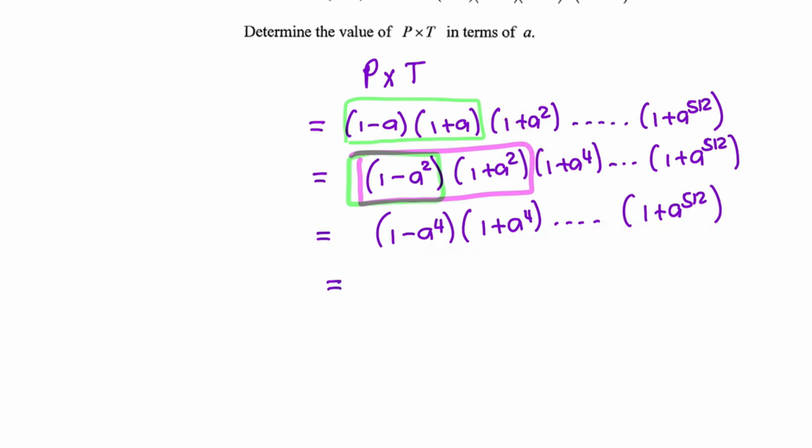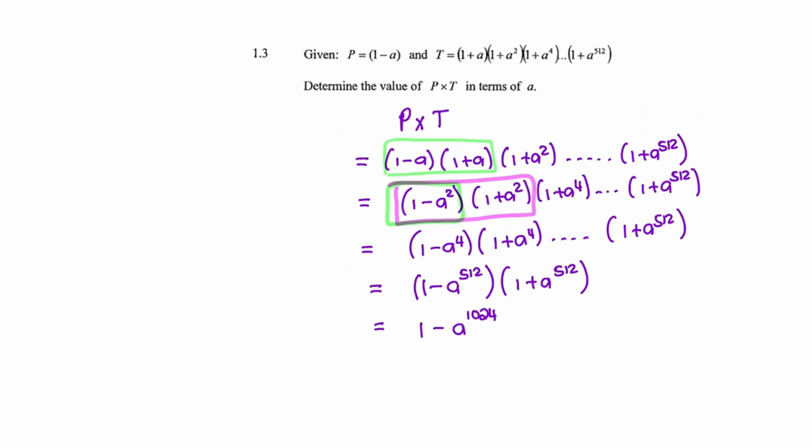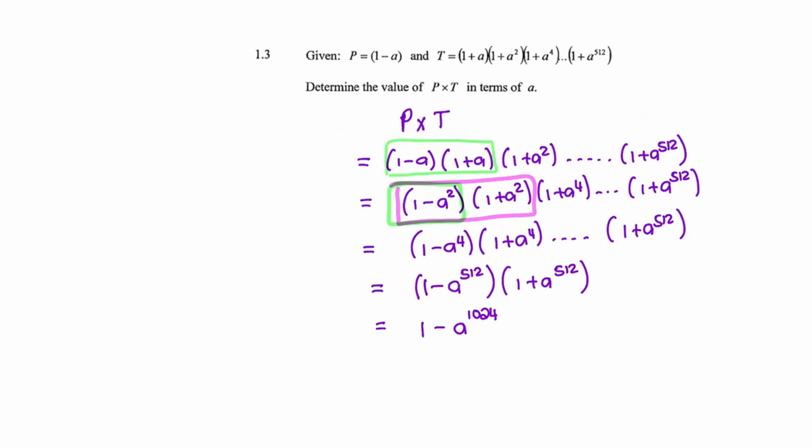That means my last set of brackets would be 1 minus A to the power of 512 times 1 plus A to the power of 512. And if I expand this difference of two squares, I have 1 minus A to the power of 1024. And now I have simplified P times T in terms of A to two terms.